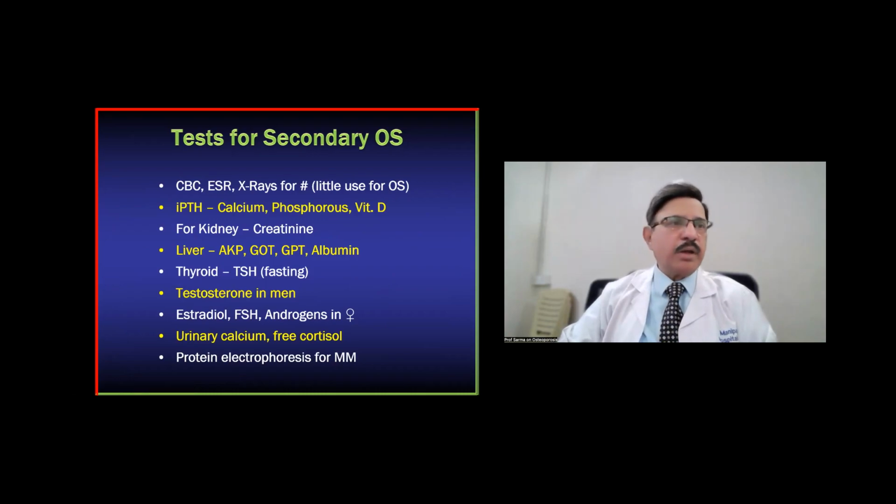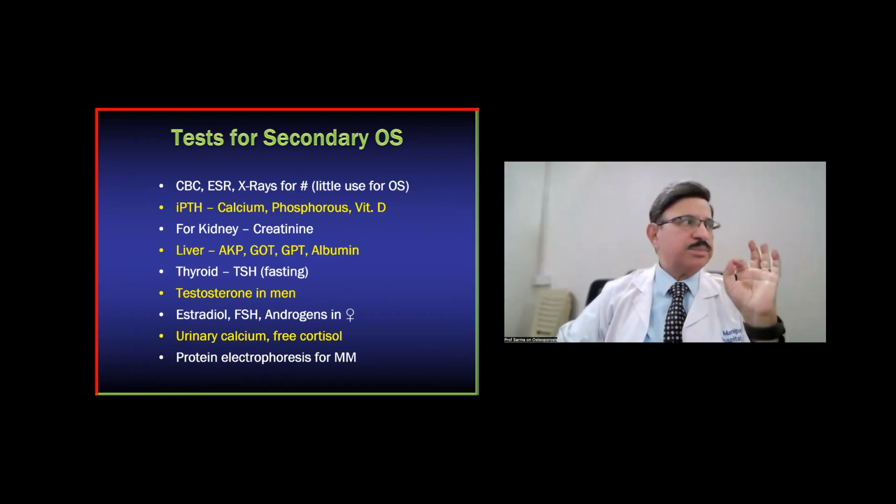Okay. Primary osteoporosis has two types: senile osteoporosis and postmenopausal. Secondary osteoporosis is mostly glucocorticoid induced or due to other causes. What are the other causes? How do I identify secondary causes of osteoporosis? CBC, ESR, X-rays for fracture, of little use for osteoporosis, but you know the result. Then iPTH, intact PTH. Intact PTH means how do you take the sample?